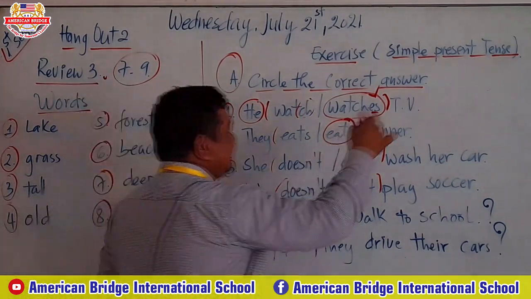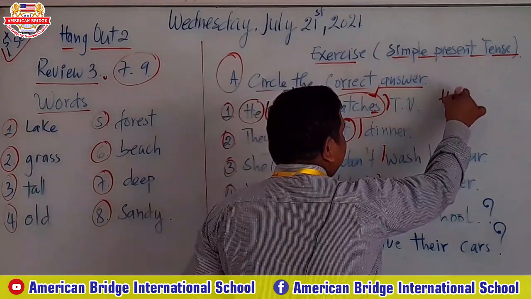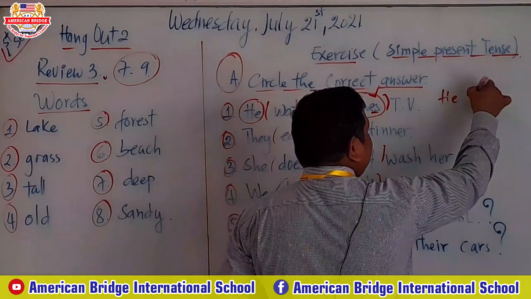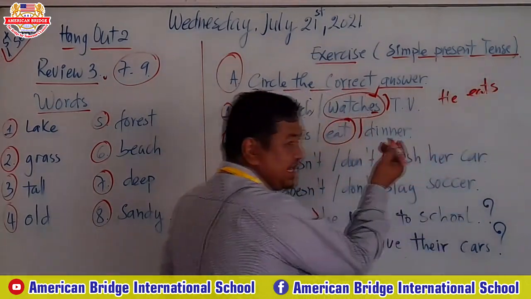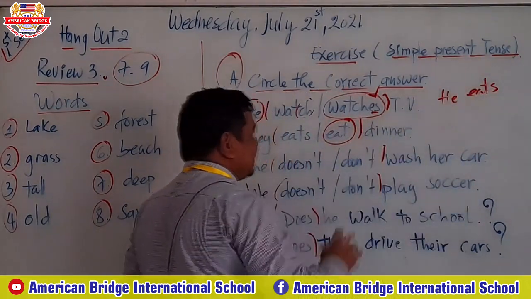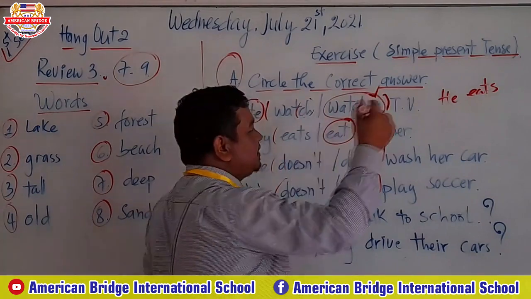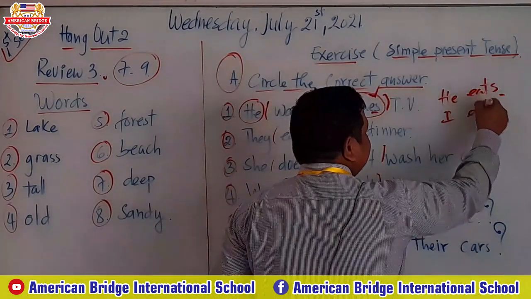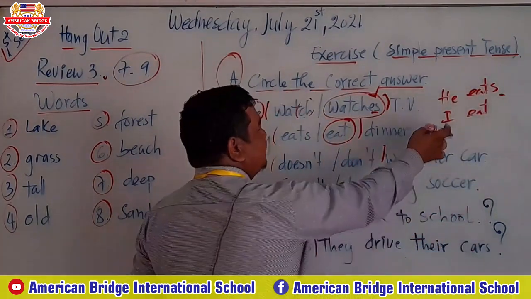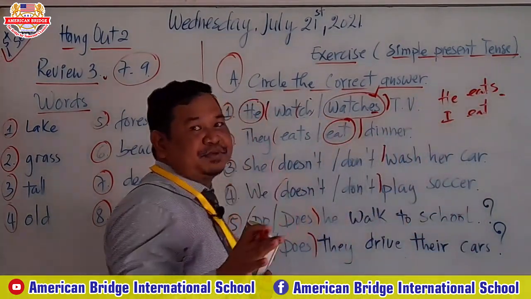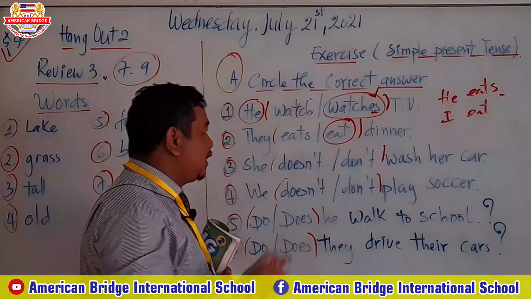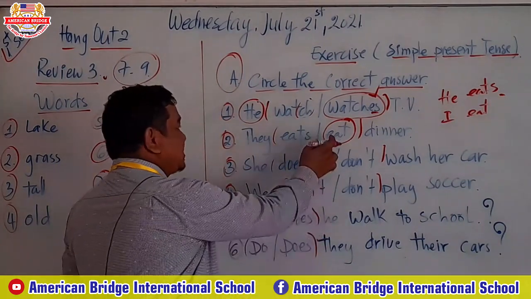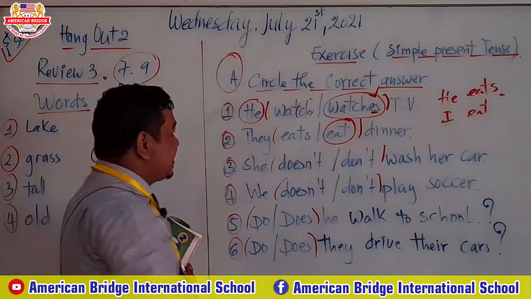Example: they what? He what? If he eats like that, you have to add s, because it is third person singular. But I, no s. Why? Because it is first person singular. I eat, normal, or we eat, normal, they eat, normal. Understand? So this one is the correct answer.